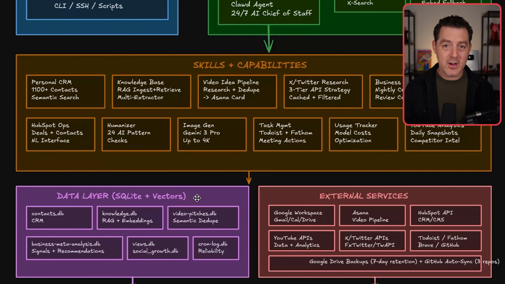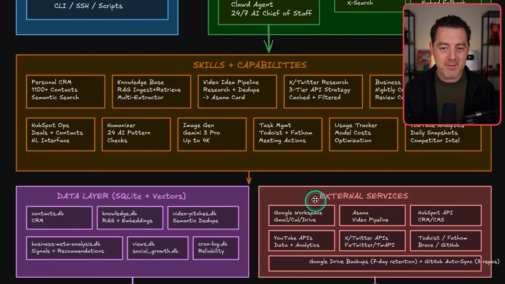And I'm also storing a ton of data. I actually try to store all the data I possibly can. And I usually do that in a traditional database mixed with a vector column. So I want to be able to do traditional SQL searches, but I also want to be able to do natural language searches using the vector column. And so I created a standardized way of creating this hybrid database, and I use it across a bunch of different skills. So I have my contacts in my CRM. Again, I'm going to go over all of these use cases. So I have my knowledge base. I have video pitches, my business meta-analysis, views of my social channels, the cron log, everything is stored.